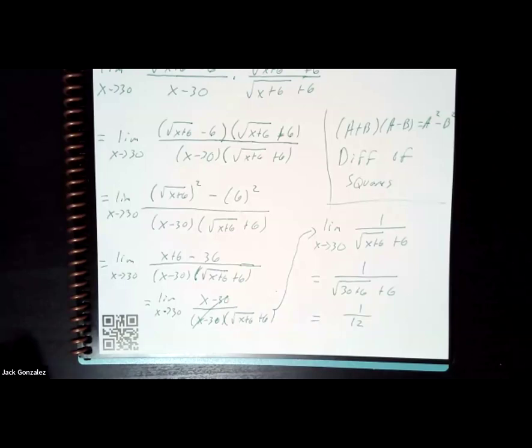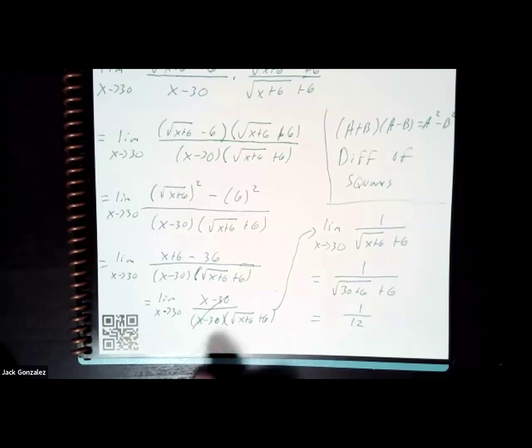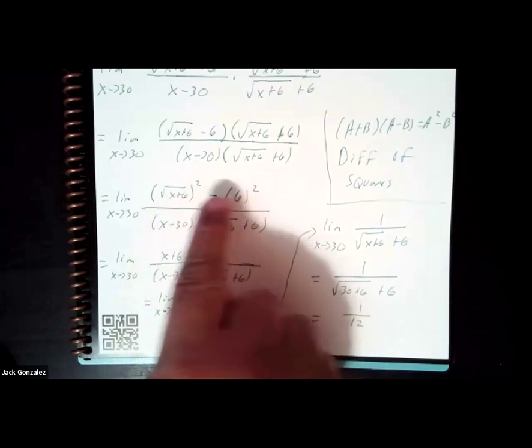Any questions on number 9? Do you see how we forced this square to happen on purpose?